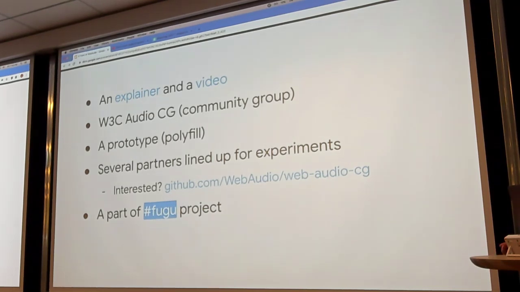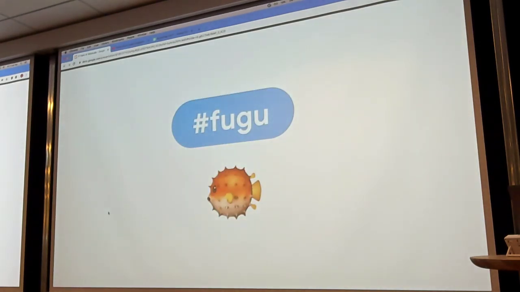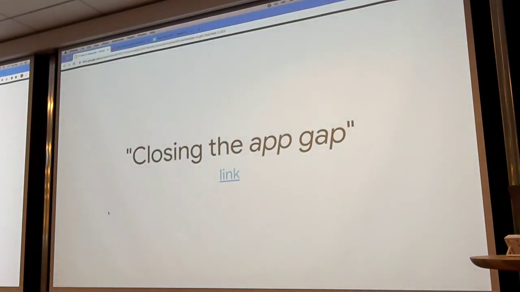And lastly, I'd like to mention the Fugu project, because the audio device client is a Fugu project. It's a part of the Fugu project, and let's talk about it. So what is Fugu? It's a Japanese name, right? Fugu, right? So my description won't do it justice, but in short, we are developing a variety of powerful APIs that fill the gap between the web and the native platform. So this is the mission of the project, closing the app gap.